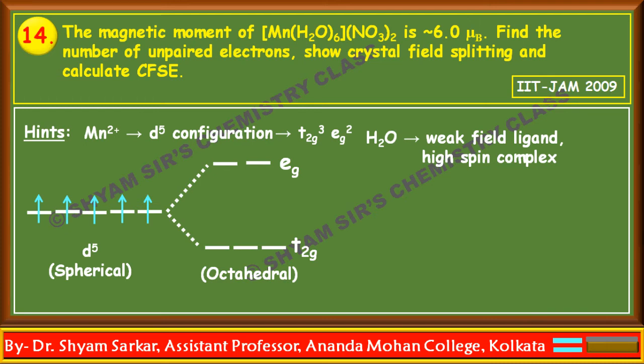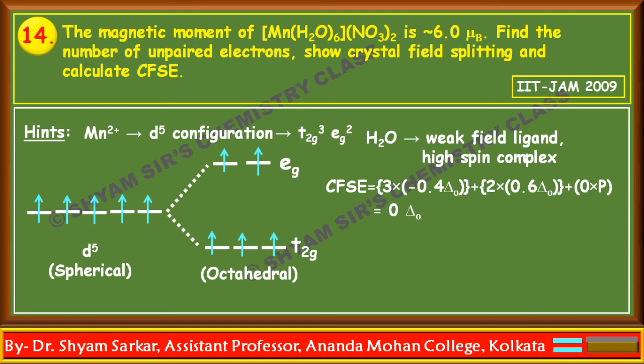If you see the electronic arrangement here, t2g3 and eg2, CFSE will be equal to 0, because CFSE is 3 into minus 0.4 Δo plus 2 into 0.6 Δo and plus 0P. So no pairing occurred here, and CFSE becomes 0 Δo. So 0 Δo is the correct value of CFSE, and the number of unpaired electrons is 5, because all electrons are in the unpaired condition. t2g3 and eg2, total 5 unpaired electrons. So the answer will be 5.